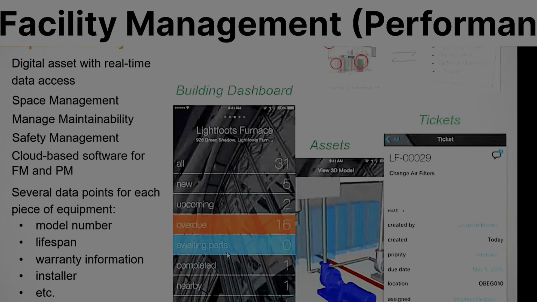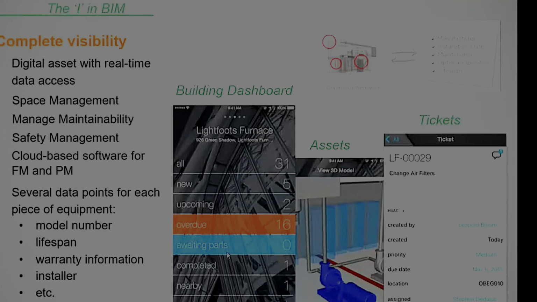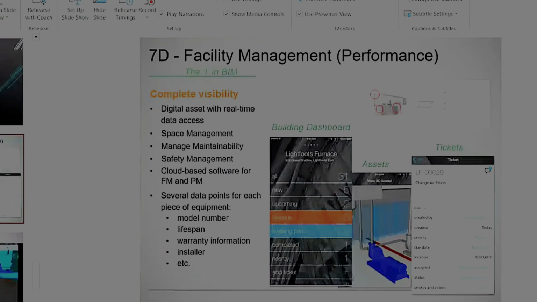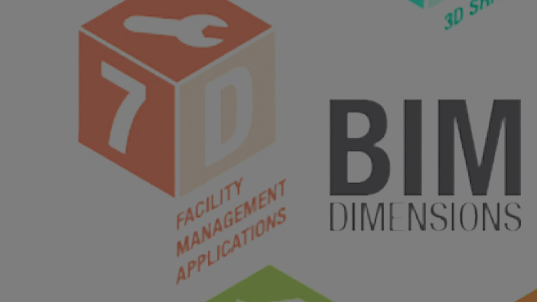So the seventh dimension in BIM, the most exciting dimension, is facility management. Before explaining this, I will give you an example because it will be easier to understand. I hope you all have stayed in a hotel, right? If you're staying in a hotel and your air conditioner isn't working, what will you do? You will call up the reception and say, hey, room number 213, my air conditioner isn't working, please come and check.